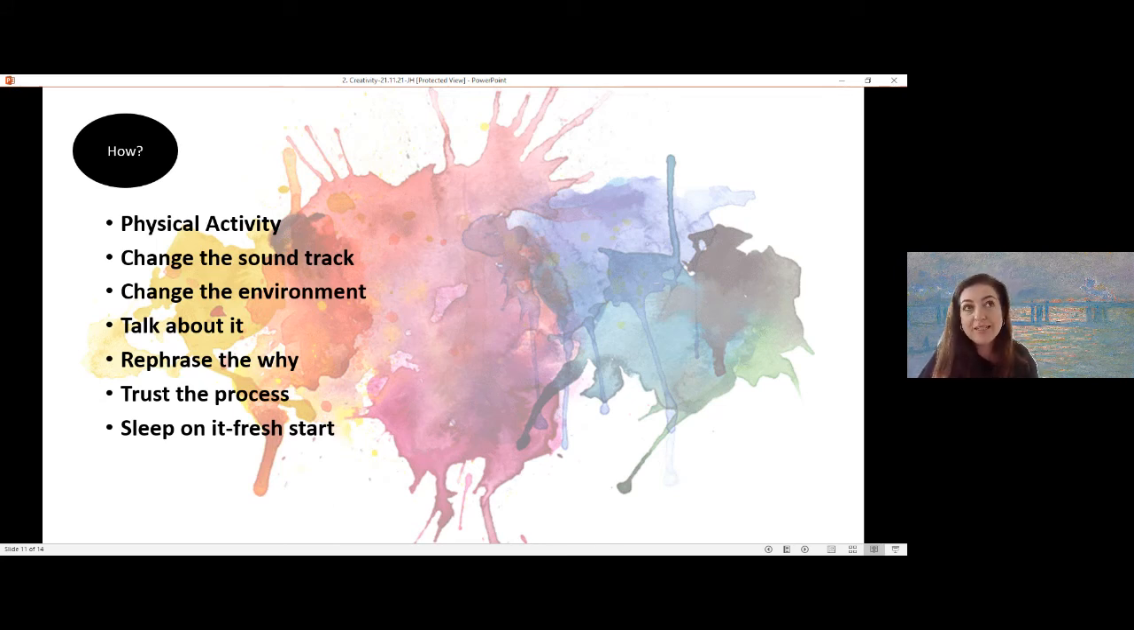Rephrase the why, so finding out why you want to do something, and that can be a real motivator. So I find that if I'm creating an art piece, if I'm just creating it for myself, I find it difficult to push through.